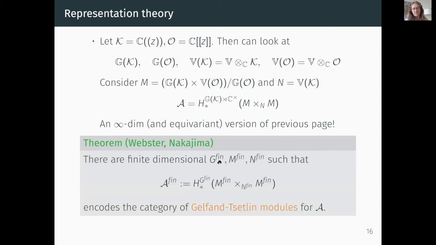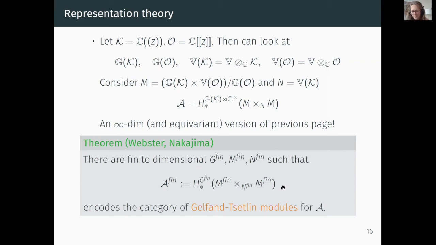So there are finite dimensional versions, I've called them G fine, M fine, N fine, so that you can look at this convolution algebra here. It's not a finite dimensional algebra, but it's the homology of a finite dimensional space, is what I mean. It's a finite replacement of this infinite thing. And this algebra, they show, describes what are called Gelfand-Tsetlin modules for the algebra A. So you have your Coulomb branch, it's some complicated ring. You replace it with a slightly simpler ring, and that allows you to capture this interesting category of modules. So this is one perspective.